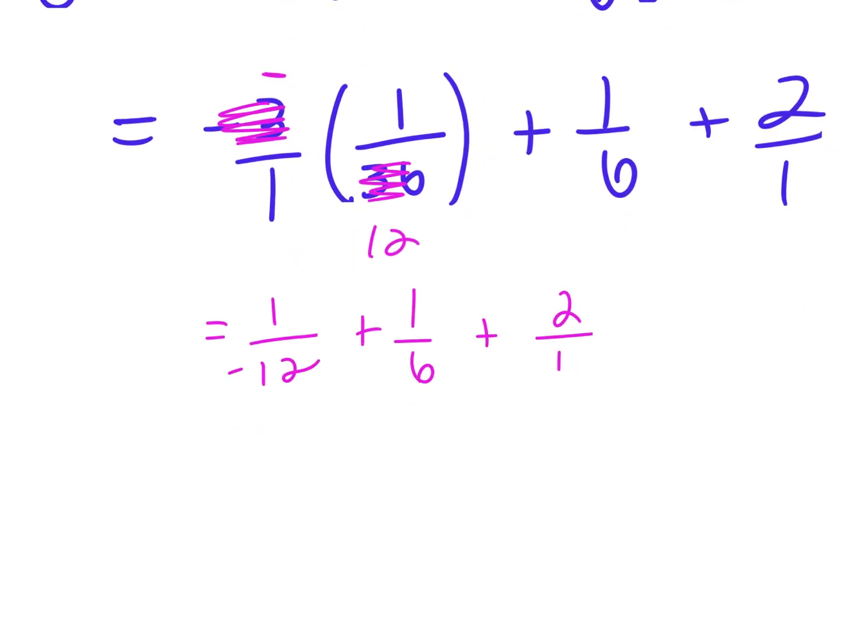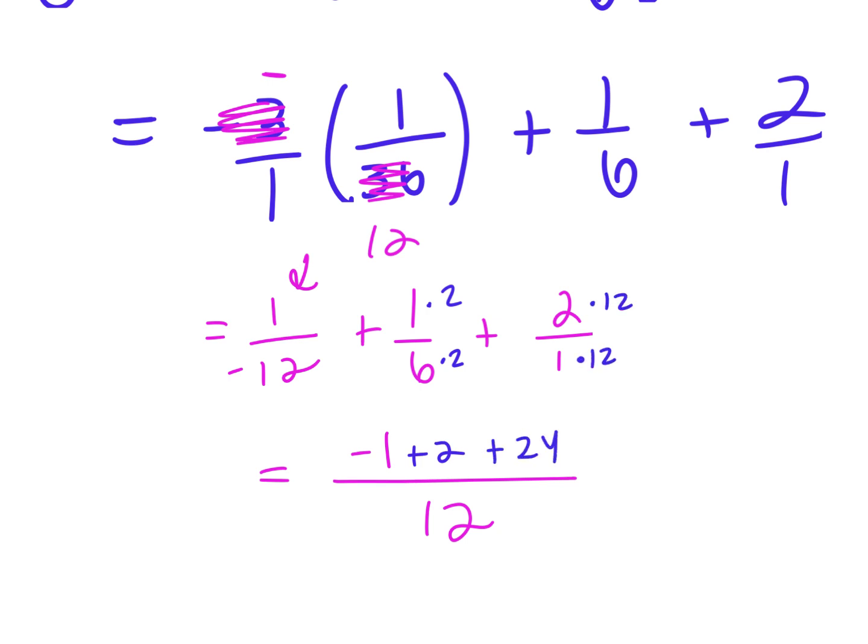What's your common denominator going to be between all of these numbers, guys? Okay, 12. So this stays the same, negative 1. If I change my sixths to twelfths, I have to multiply by 2, right? What you do to the bottom, you do to the top, so it's plus 2. If I change 1 to twelfths, what you do to the bottom, you do to the top, so I have to multiply, and I get plus 24. That's probably the hardest part of this problem.